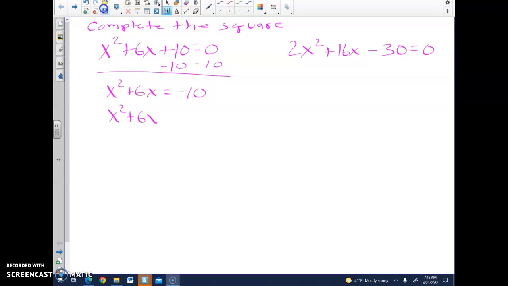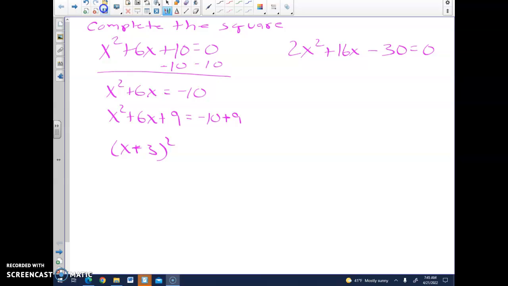Half of 6 is 3. 3 squared is 9, so I add 9 to both sides. And that's kind of the trick. Now, you're always going to get a binomial squared here. And it's always going to be half this middle term with the same sign.